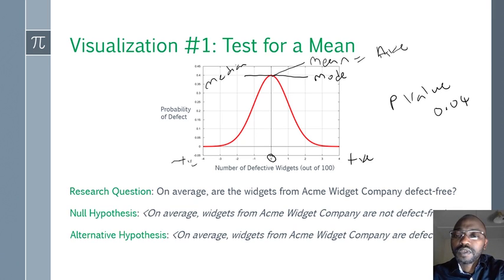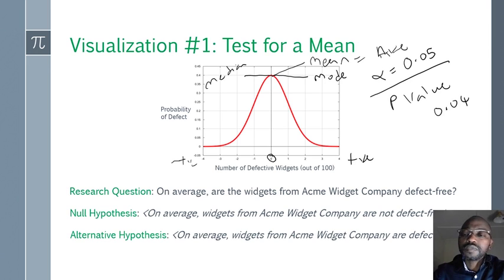0.04, and we have our significance level alpha of say 0.05, we are in essence saying that because our p-value is 0.04 for our sample size, we are able to reject this null, since our p-value is less than the significance level of 0.05. This allows us to reject the null and then on the counter accept the alternative hypothesis.